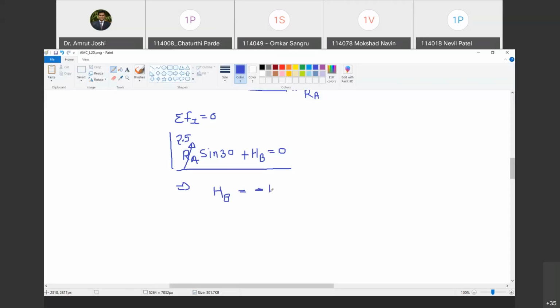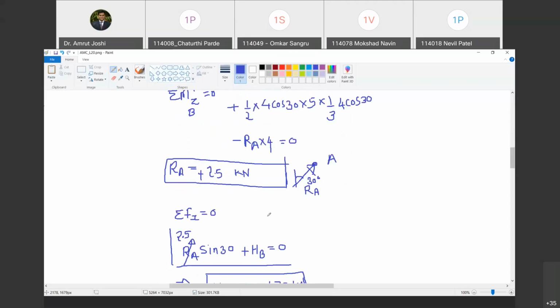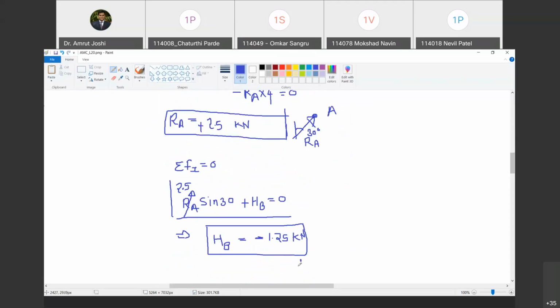1.25, minus 1.25 kilonewton. So what is the meaning of negative sign? Negative sign means that the originally assumed sense of HB is incorrect and HB has to be towards left. Are you with me? Yes, sir. Towards left. Now let me tell you one point of question here.